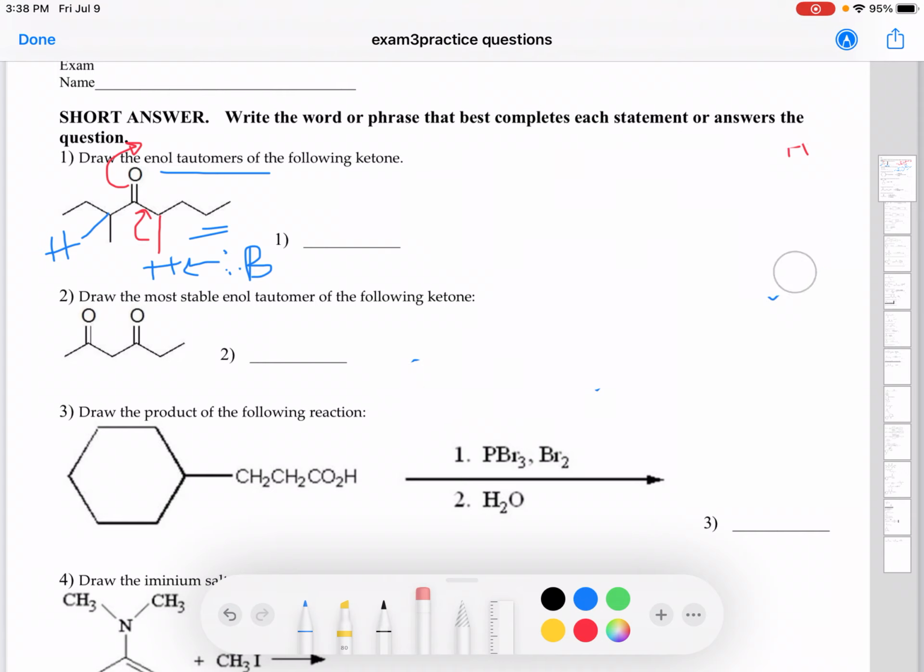And then the next one. You can also see the answers towards the end of this handout. Draw the most stable enol tautomer of the following ketone. You have seen when we draw the enol, it has the ene, the alkene. So we can also consider the most stable enol, just like we would see what would be the most stable alkene. So these are the two possible enols.